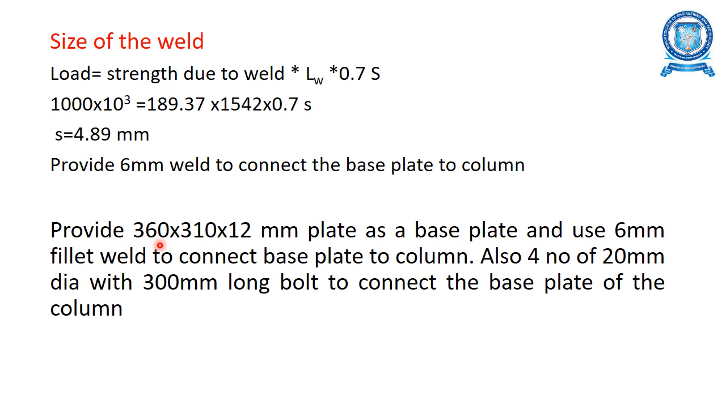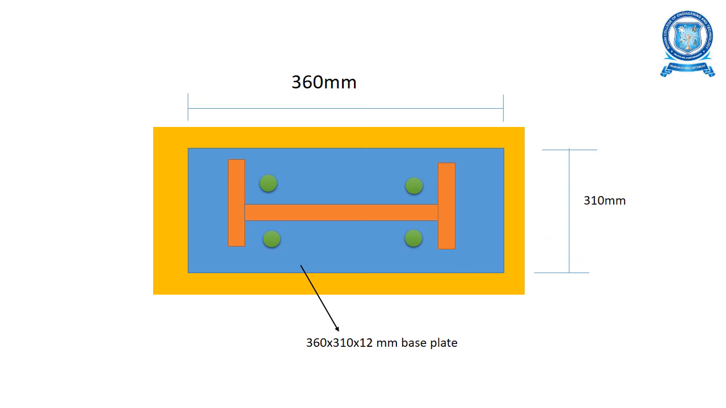So provide a 360 by 310 by 12 mm plate as the base plate and use a 6 mm fillet weld to connect the base plate to the column. Also use 4 numbers of 20 mm diameter bolts, 300 mm long, to connect the base plate of the column. This is a graphical representation of the base plate.